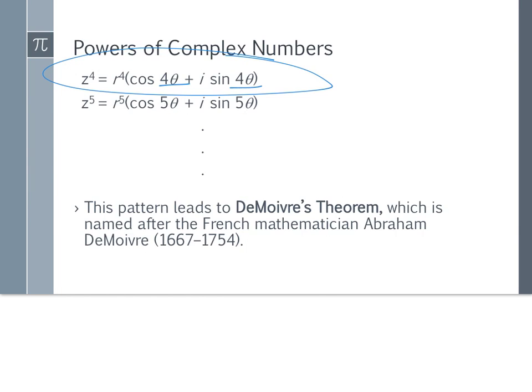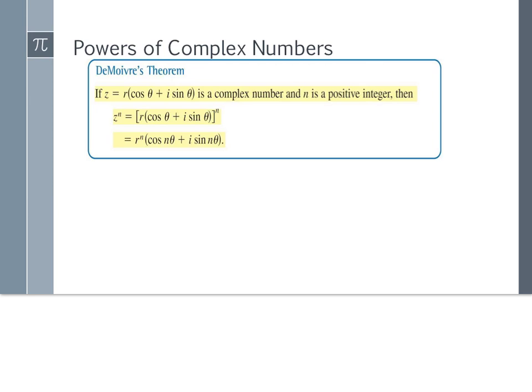So this pattern is going to lead to DeMoivre's theorem, which is named after the person who discovered it. So let's take a look at an example. Again, remember, if we have a complex number and n is a positive integer, we're just going to take n, we're going to raise r by the nth power and multiply that to the central angle.